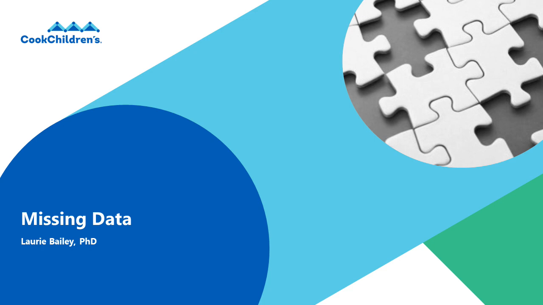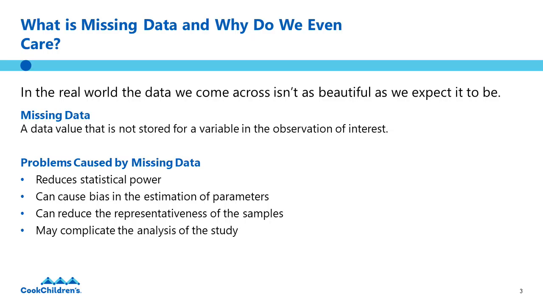And missing data are just part of our world. When we were in stats class in school, the textbook problems worked out perfectly. But in the real world, it's not quite so beautiful. So even in well-designed and controlled studies, missing data are going to occur in almost all research. And missing data can reduce the statistical power of a study. It can produce biased estimates, which lead to invalid conclusions.